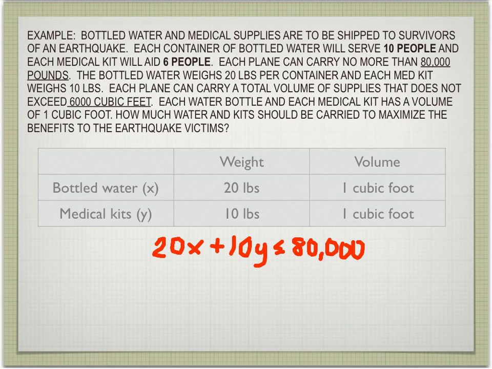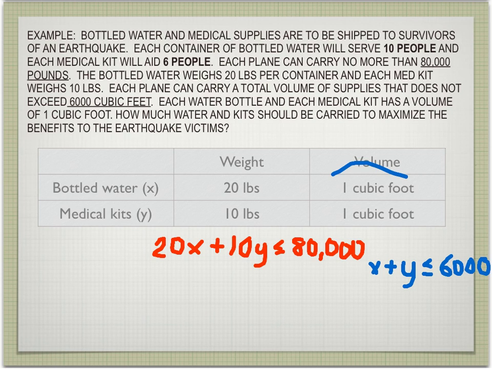And let's take a look at the volume. Notice the problem says that each case of bottled water, each medical kit takes up 1 cubic foot. So my inequality there is going to be 1x, or just x plus y, less than or equal to 6,000. That's what the plane has in terms of volume.